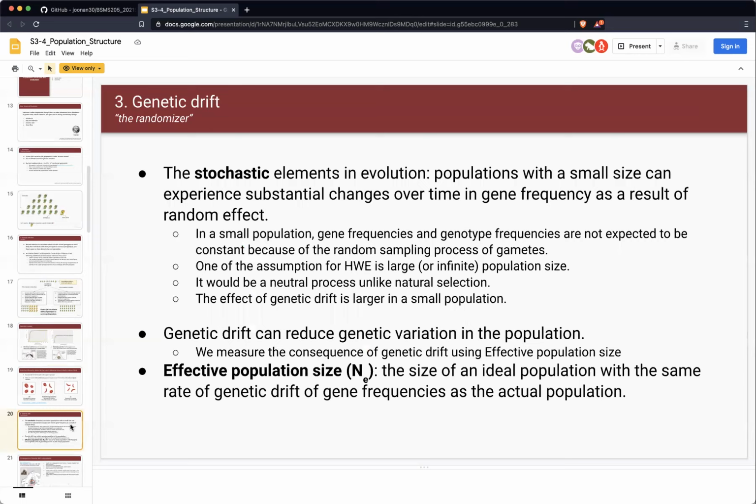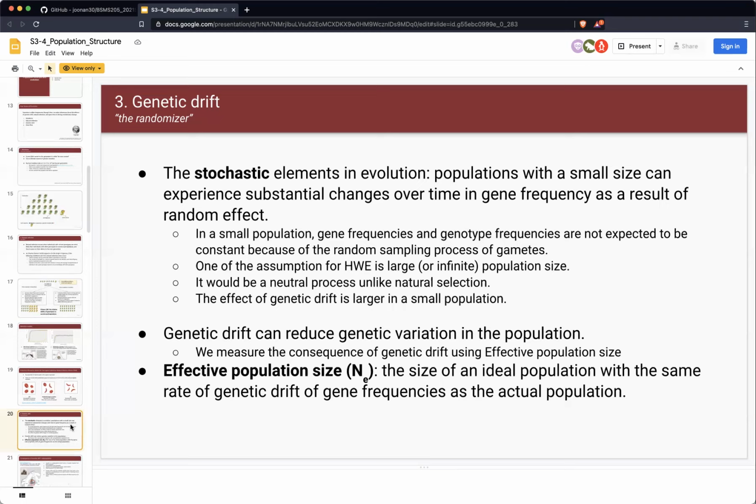Okay, and the third factor is genetic drift. Genetic drift means how a population behaves over time and how a population is divided into small parts and how they act in a certain environment. So as we learned in the coalescent theory, populations in a natural environment work as a stochastic process in terms of their behaviors, right?